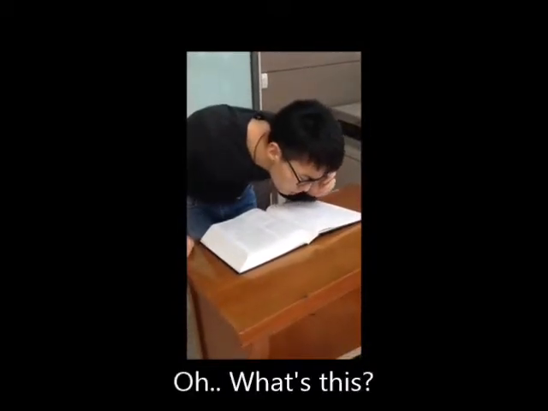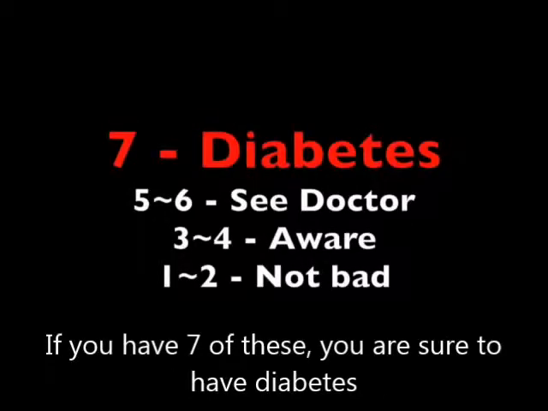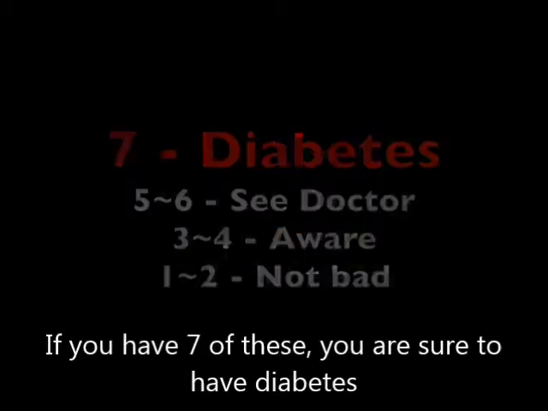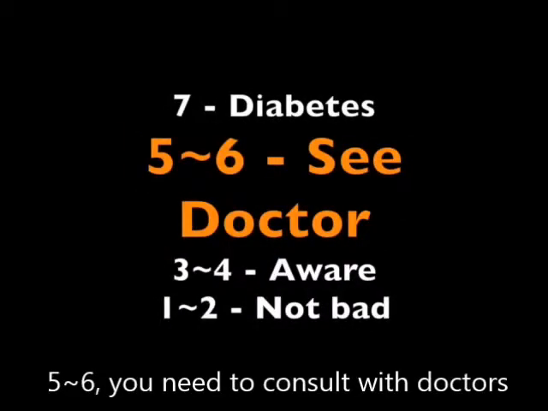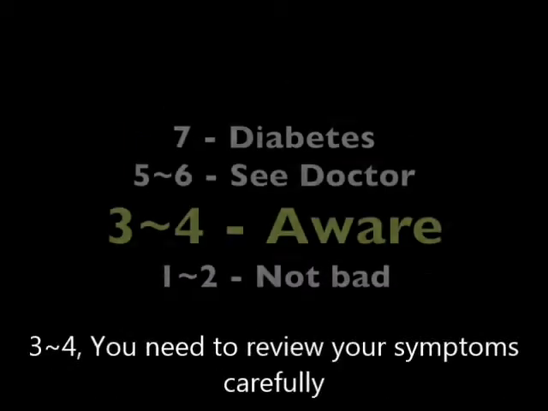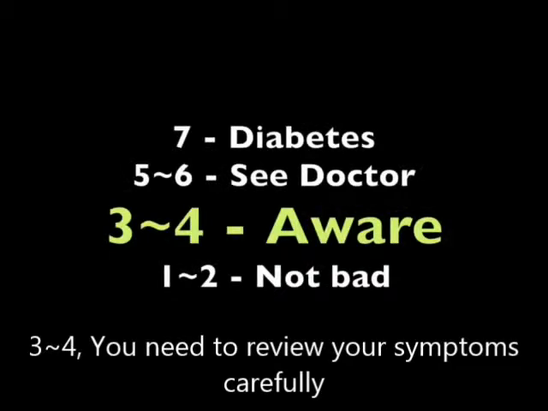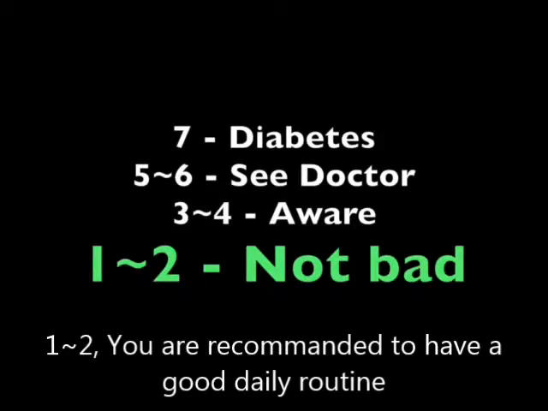Checking yourself. If you have 7 of these, you're sure to have diabetes. 5 to 6, you need to consult with doctors. 3 to 4, you need to review your symptoms carefully. 1 to 2, you're recommended to have a good daily routine.